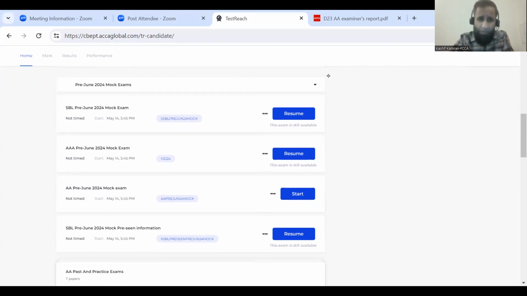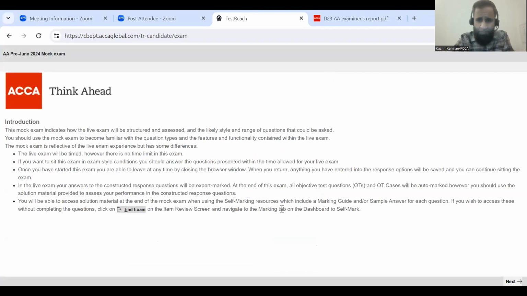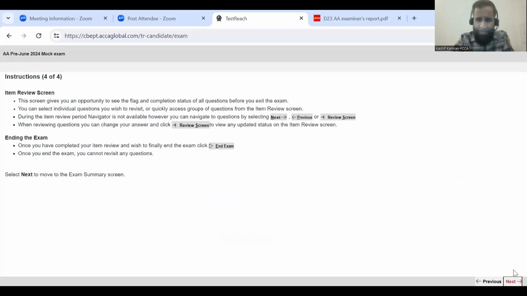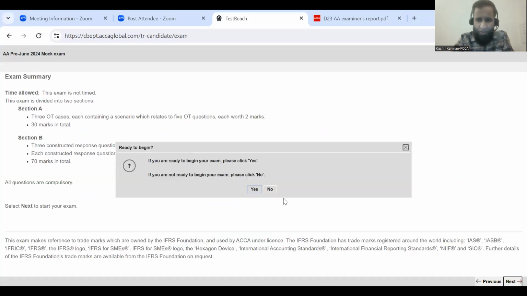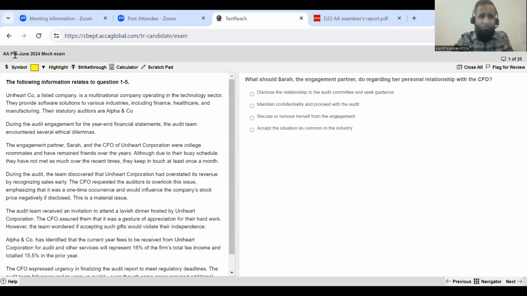Okay, you move down, and I'm just looking at one of the exam questions for the illustration of an OT question. And I'm taking the mock exam, which ACCA published for June 24 on the 13th of May. So I'll open up the AA pre-June mock. I hope you can see that on your screen. I'm just clicking the next button because these are all instructions you are familiar with. Okay, now can you see the pre-June 24 mock on your screen? This is the mock which ACCA released on 13th of May.